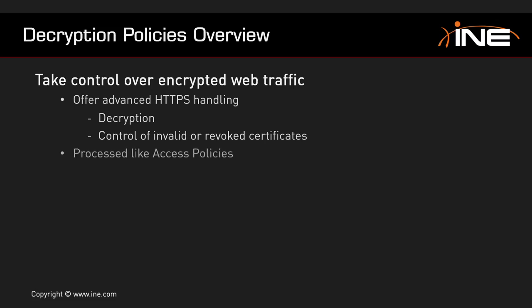Okay, so same as with access policies, we can have multiple decryption policies for different types of traffic, like traffic coming from different segments, or just traffic matching different identities, where those policies will be processed the same as access policies or identification profiles, so top-down until a match is found. The small difference is going to be in how the default action is going to be determined, which is going to be our catch-all, but we will get back to this during the demonstration.